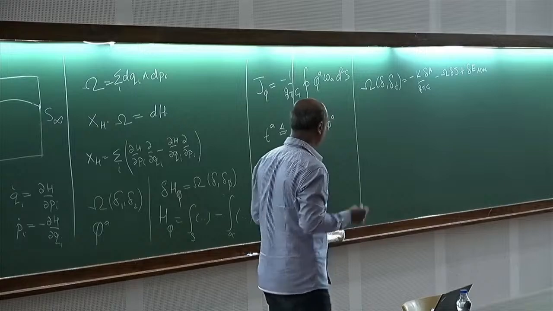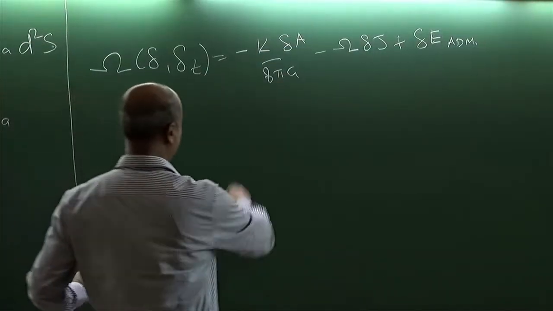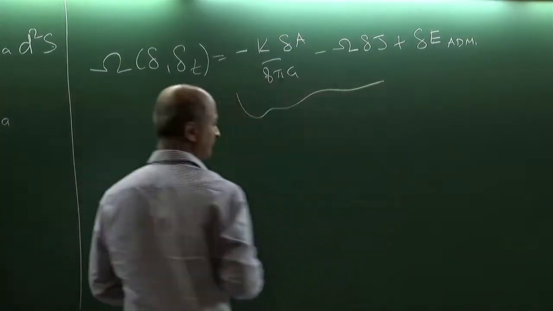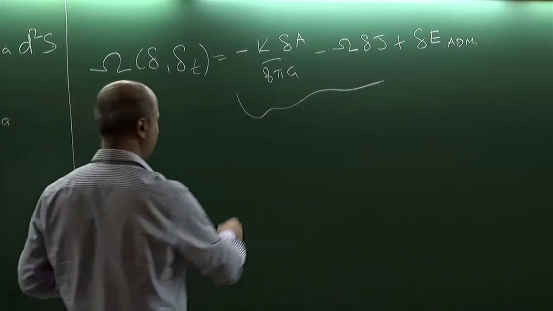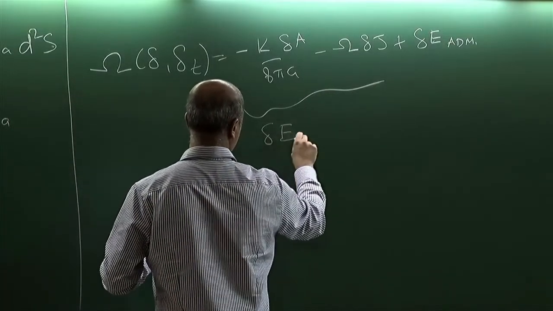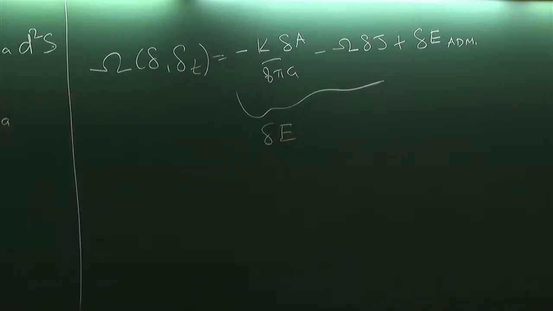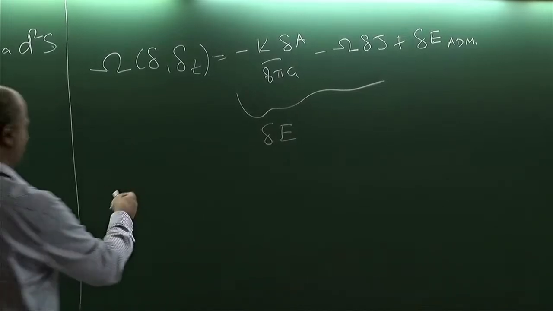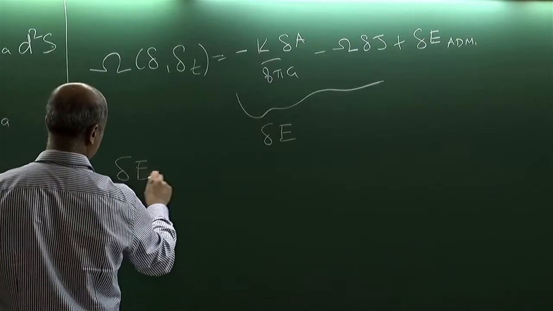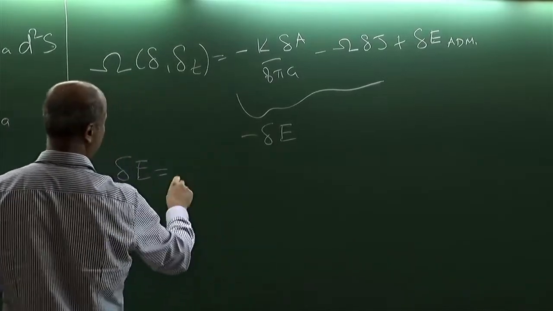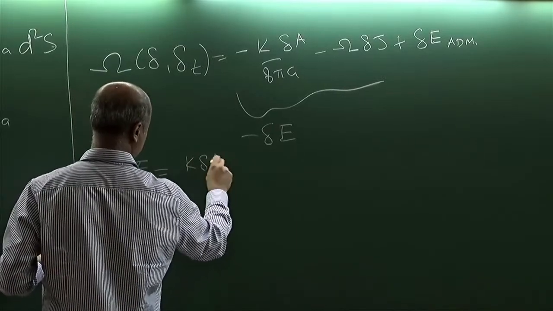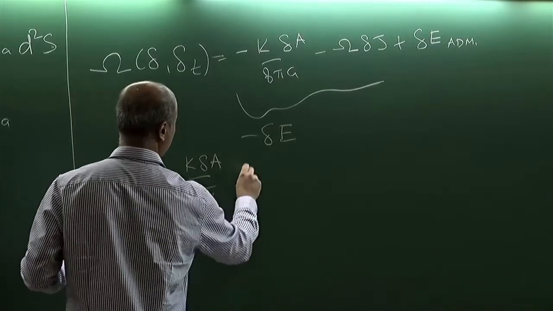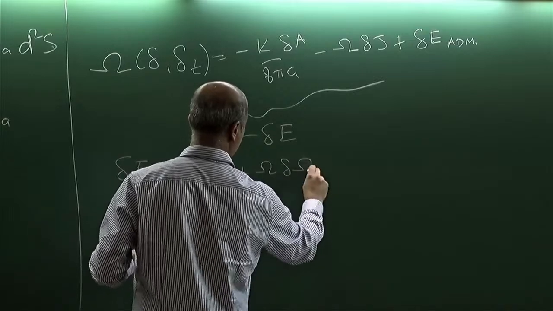So now we would like to say that this here is the variation of the energy of the horizon. Right, so then we're happy with the first law. This is the first law, in fact. So we would like to say that delta E, or let's say minus delta E, is kappa delta A upon 8 pi plus omega delta J.